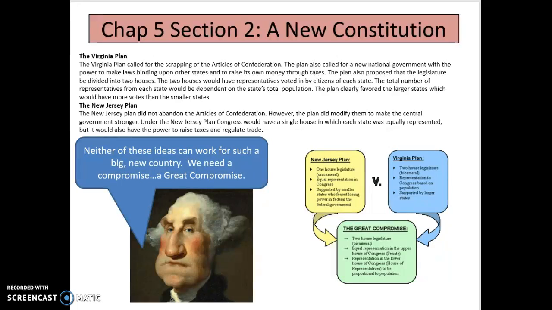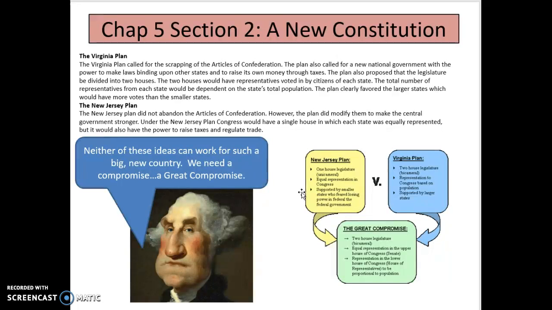New Jersey Plan: one house legislature, equal representation in Congress, supported by smaller states who feared losing power in the federal government. Versus the Virginia Plan: two houses of legislature, representation in Congress based on population, supported by larger states. Now, believe it or not, back then Congress could actually compromise, and it is called the Great Compromise.